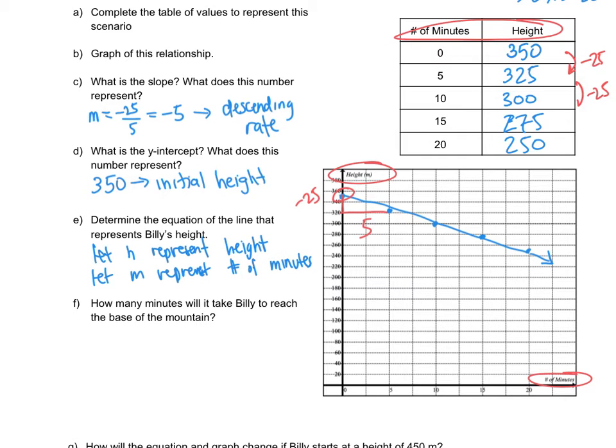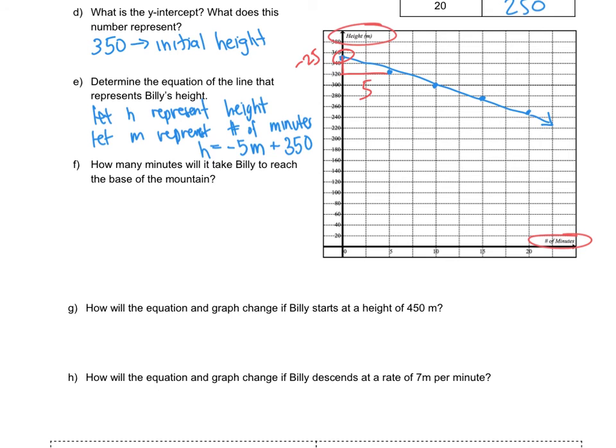In this case, for our y-axis, we have the height, so we know it's going to start H equals, and now we find the slope. The slope was negative 5, and the slope is always attached to the variable, so negative 5M, negative 5 times the number of minutes, and then your initial value at the end. You could have also written this as 350 subtract 5M. That way maybe you see that you're starting at 350 and you're subtracting 5 for every minute that Billy has traveled. All right, let's use our equation for a few questions.